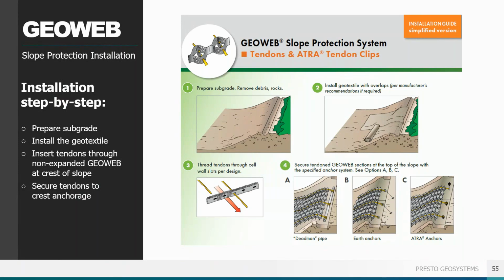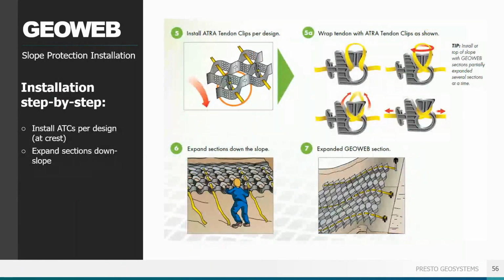Prepare the subgrade and install the geotextile as recommended. At the crest, insert tendons through the cell wall eye slots. Secure the tendons to the crest anchorage. Only the ATRA tendon clip is specifically designed to fully transfer safely and securely the forces placed upon the geocell. Every accessory and every feature has been designed and tested to specifically work together, so we go from the problem to design to construction solution with a system where the modeling replicates the real-world forces.